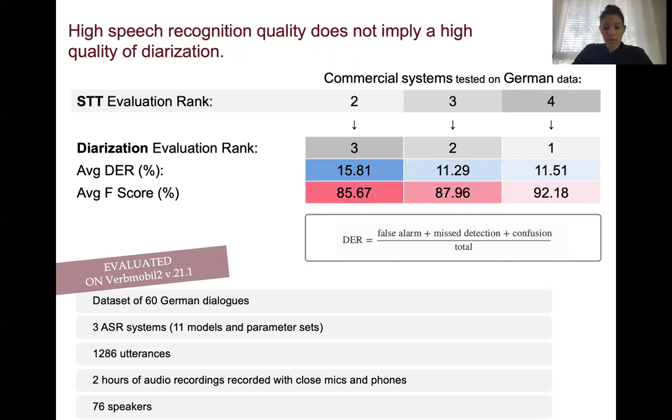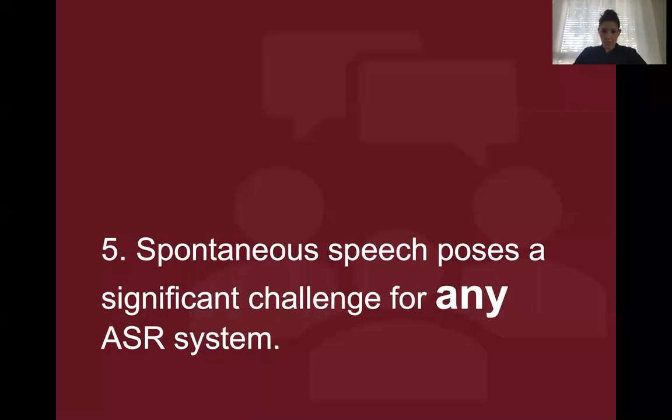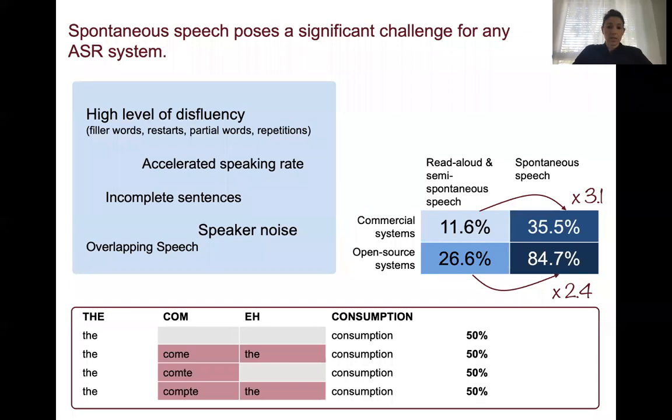We've seen before that the error rate for spontaneous speech is high. Another insight is related to this observation. Spontaneous speech poses a significant challenge for any ASR system. And the reason is the properties of spontaneous speech. This is a high level of disfluencies. The speaking rate is higher. There are often incomplete sentences. There is speaker noise. There is overlapping speech. And for these reasons, the quality deteriorates so much.